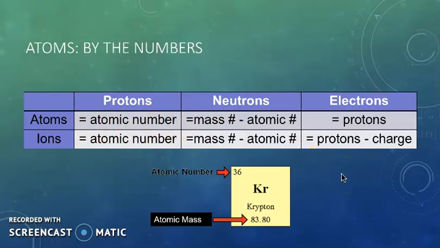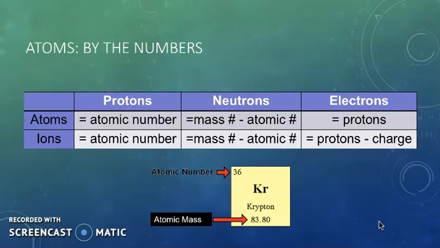But if it is an ion, so it's gained or lost electrons, to find how many electrons you have, you would do your number of protons minus your charge. So if I have a charge of +2, say I had an atomic number of 10, I would do 10 minus +2, so 10 minus 2, my number of electrons would be 8.